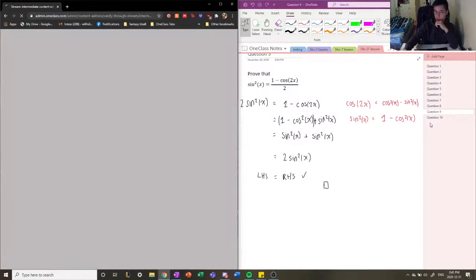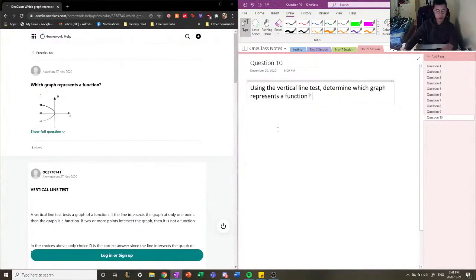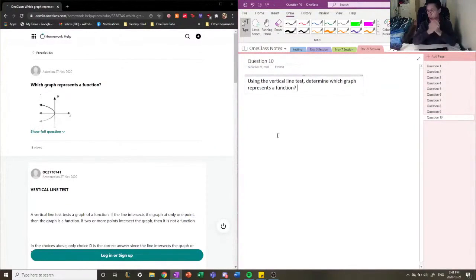Finally, let's cover question number 10 for today. Question number 10 reads, using the vertical line test, determine which graph represents a function. I've described what a function does, but I'll describe in a little more detail what the vertical line test helps us to do.